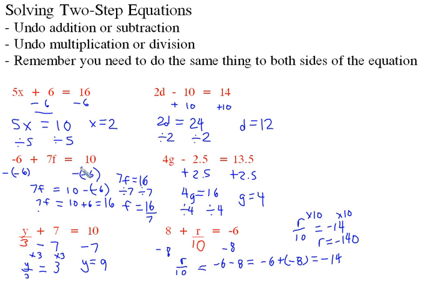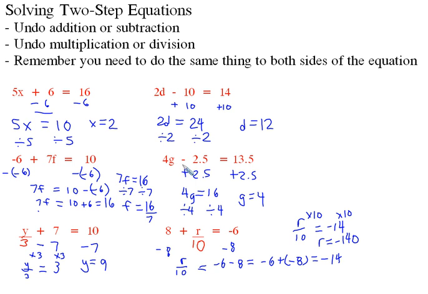And don't forget to check over your answers and see if this makes sense. Plug this back in. 2 into here, 5 times 2, 10 plus 6 equals 16. That's right. 12 in here. 2 times 12, 24, minus 10 is equal to 14. That makes sense. So here's a little bit trickier to do, but you can still do it. 16 over 7. If you plug that in, 7 times 16 over 7 is just going to be 16. So negative 6 plus 16 is equal to 10.